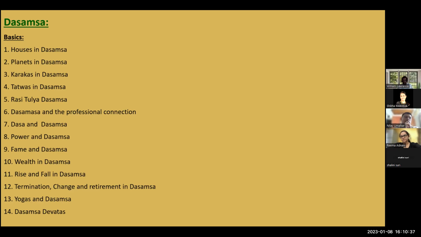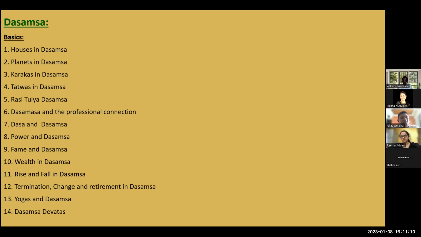That's why there are separate chapters: power and Dashamsa, fame and Dashamsa, wealth and Dashamsa. You have 300 yogas or more, but there are certain very special yogas which apply more clearly only in the Dashamsa. You can't apply all the 300 yogas, so some particular rules are very important. We'll be seeing which yogas are very effective in the Dashamsa.